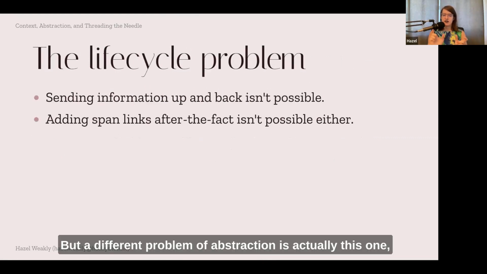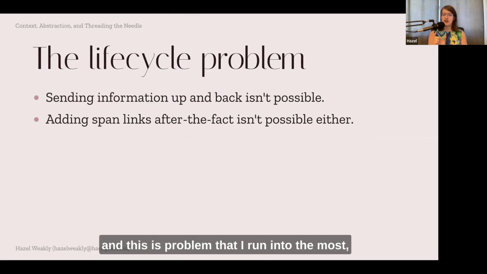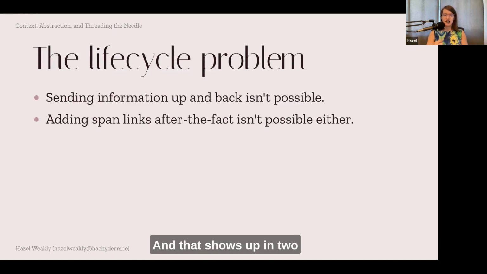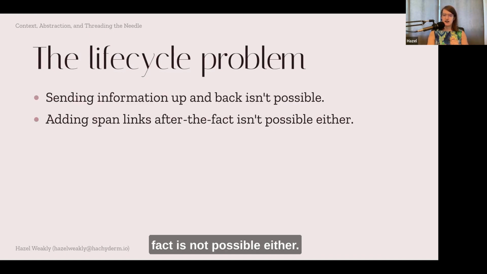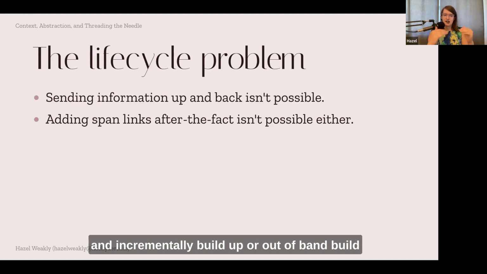But a different problem of abstraction is actually this one, and this is a problem that I run into the most, which is what I call the lifecycle problem. You have tracing, which is a graph, but you don't actually have a way to really manipulate the graph very well. And that shows up in two ways. The lifecycle problem is the first way, which is that sending information up a graph or back in time, so to speak, isn't super possible or convenient or really ergonomic in any way. And then adding things after the fact is not possible either. So you can't patch up things as you go and incrementally build up, or out of band build up, a view of the graph that's more complete.